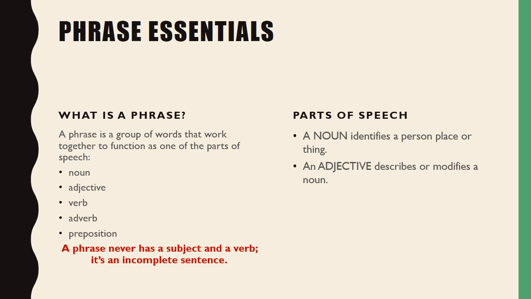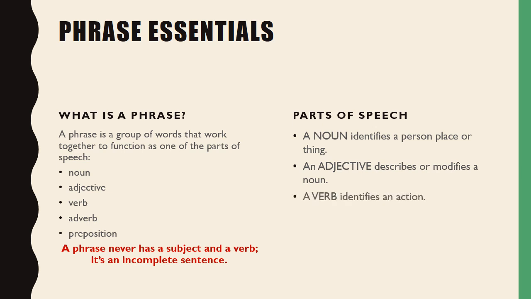An adjective describes or modifies a noun. Again, we're used to thinking of adjectives as single words, like if we wanted to describe a noun as beautiful, or if we wanted to describe a noun as stinky. Those are all single word adjectives. However, sometimes you can have a group of words that describe a noun as well.